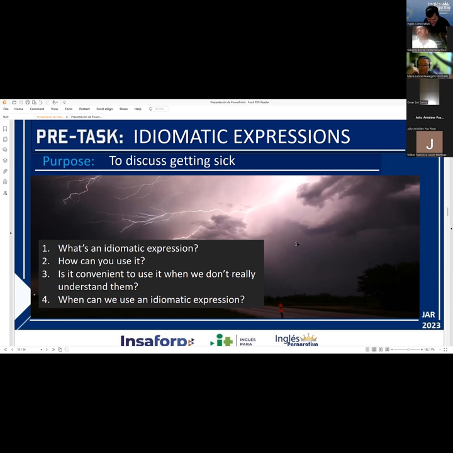Another idiomatic expression, like, what are we saying? It costs an arm and a leg. Hey, how much is that car? It costs an arm and a leg. In Spanish, it's different, right? Un ojo de la cara. So that is an idiomatic expression. So it costs an arm and a leg. What's the meaning? That is very expensive, right?